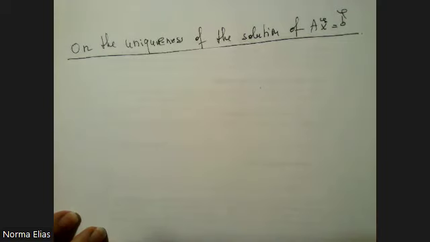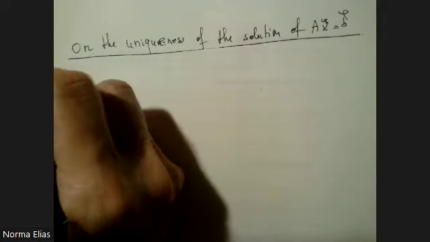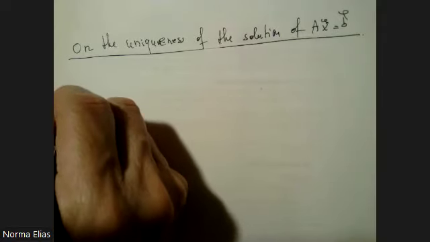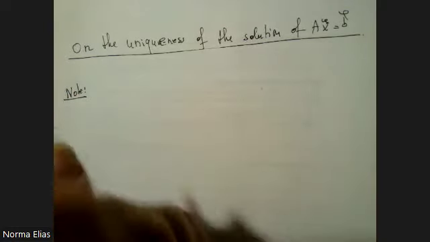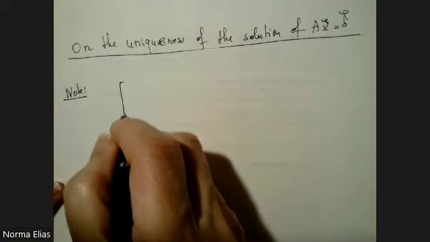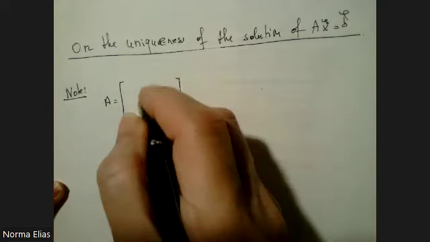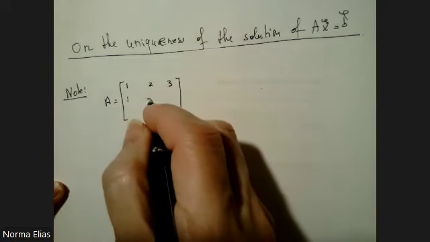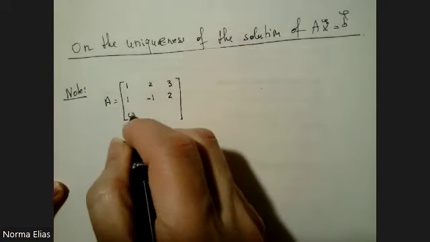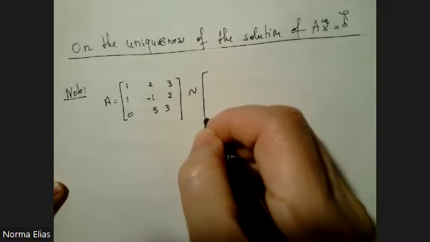What should we know about the coefficient matrix to guarantee the uniqueness of the solution? Okay, let me note something. Suppose I have a matrix A: 1, 2, 3; 1, minus 1, 2; 0, 3, 3. Just any matrix. And I reduce it.